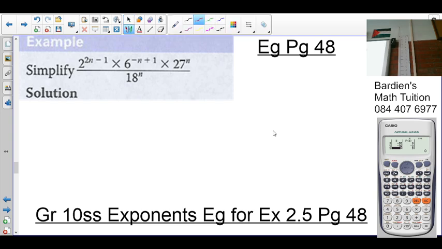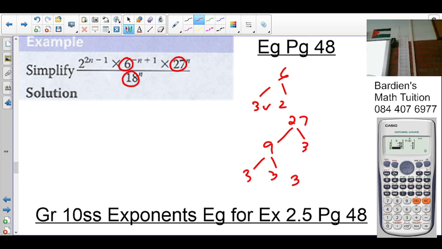Right, so what must be broken up here? 6, 27, 18. Break them up into products of their prime factors. For those of you who don't know how to do that, we know that 6 can be written as 3 times 2. 27 can be written as 9 times 3, and 9 can be written as 3 times 3, so it's 3 cubed. Okay, 18 is 2 times 9, and 9 is 3 times 3, so it's 2 times 3 squared. Okay.